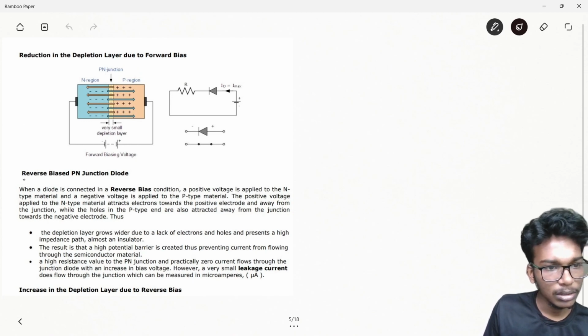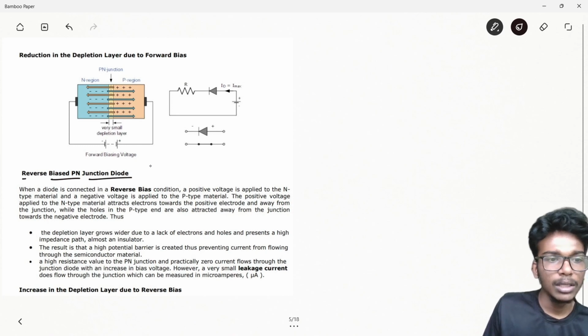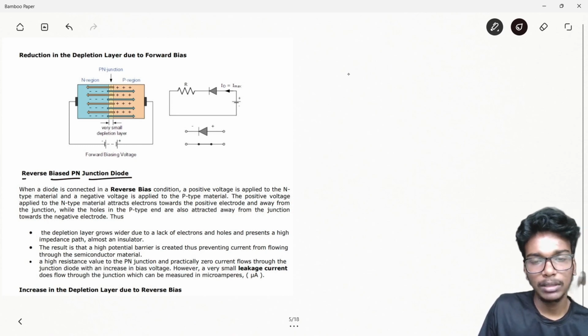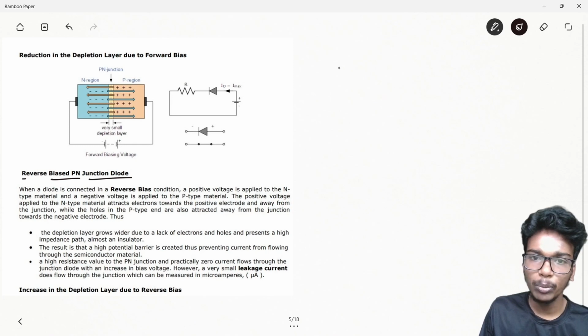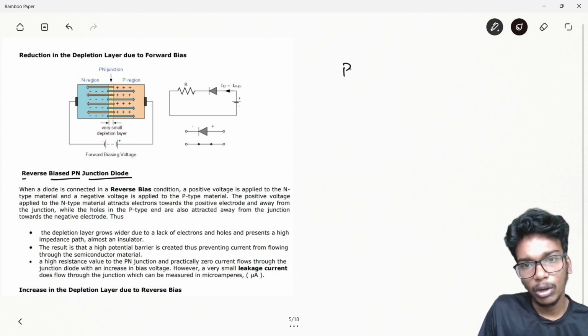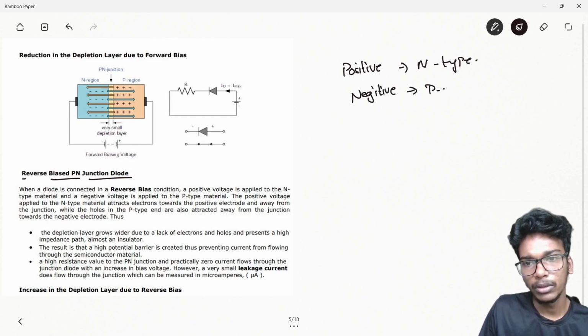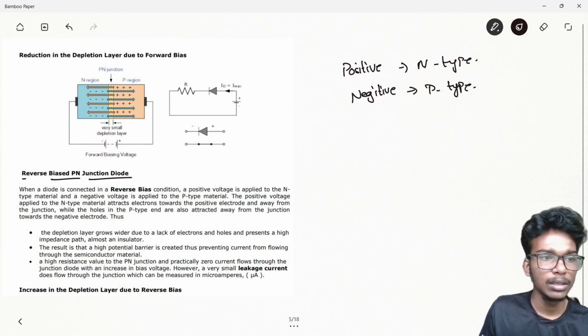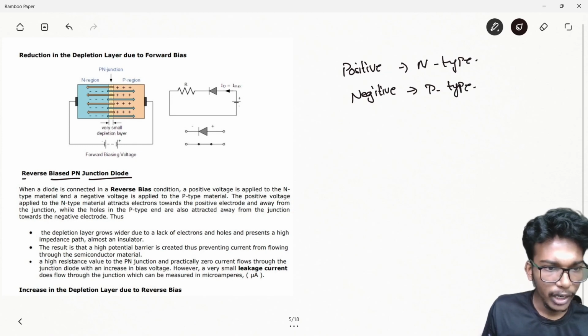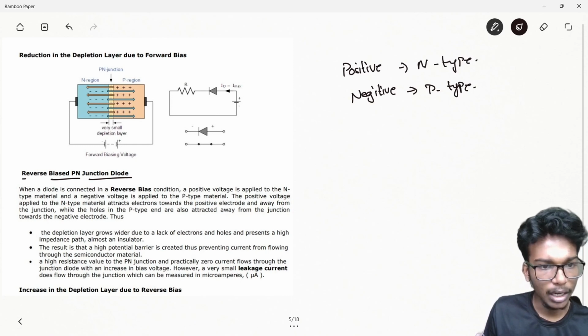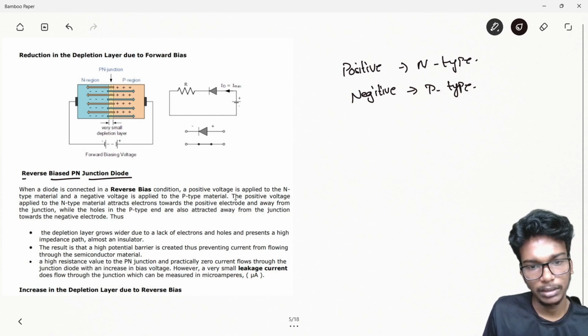Now we will discuss reverse bias PN junction diode. Reverse bias means opposite to forward bias. In forward bias, we connected P type to positive and N type to negative. Now here, positive will be N type and negative will be connected to P type. Just look at this. When a diode is connected in a reverse bias condition, a positive voltage is applied to N type material and negative voltage is applied to P type material.